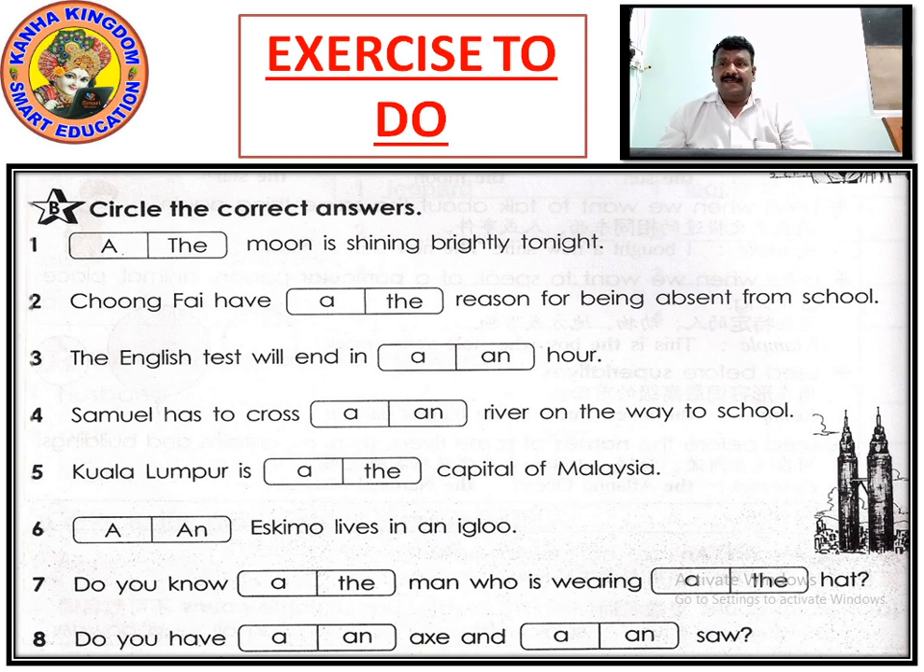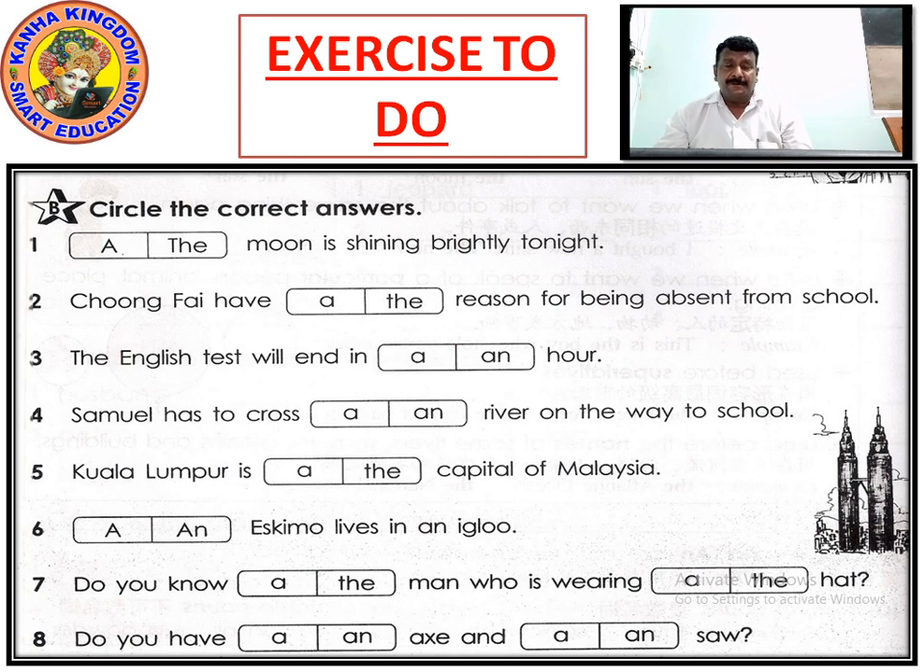Do you know the man who is wearing a hat? Do you have an axe and a saw? What is a saw? A saw is the tool a carpenter uses to cut wooden logs. A wooden frame he has to make, he cuts. That thing is called a saw. An axe is the thing with which you cut trees.